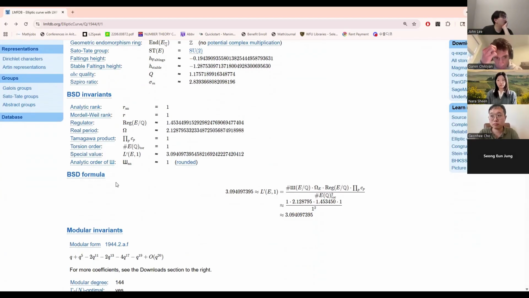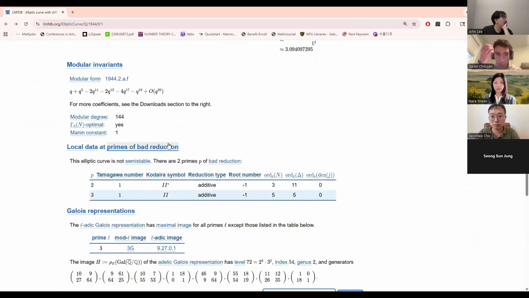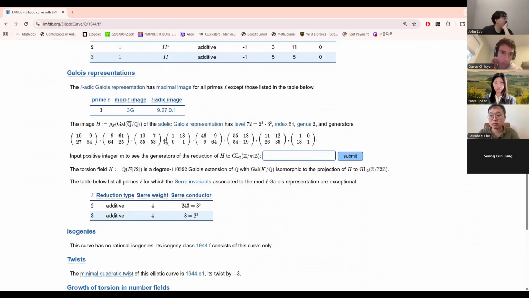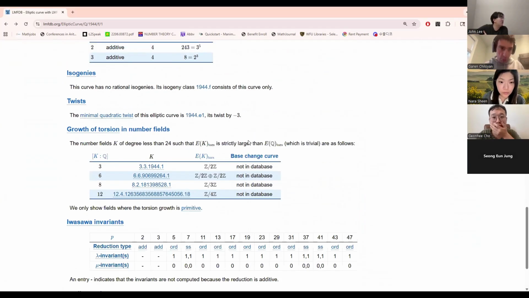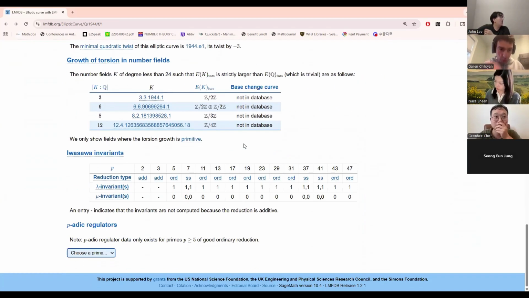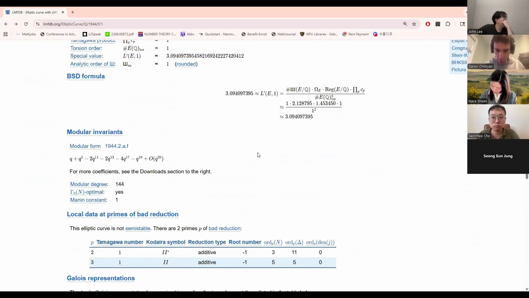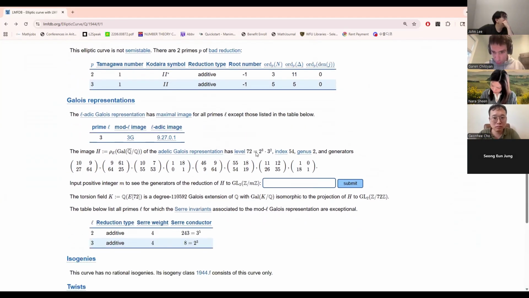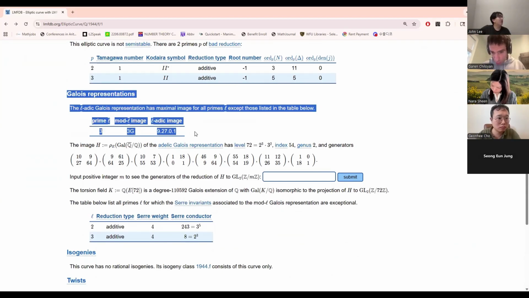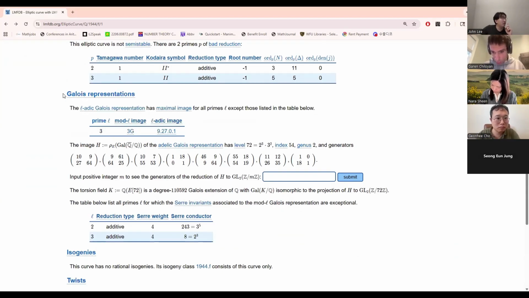Here are some Birch-Swinnerton-Dyer related stuff. And this is where you can find the adelic Galois representation at the finite level. This is also a very useful tool to understand the Galois representation, but I'm not going to talk about this one in too much detail. But looking for, here it is. I think this is what I'm interested in right now.